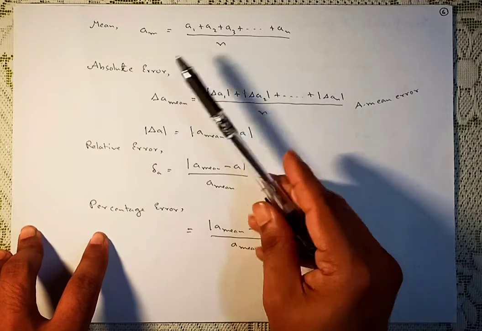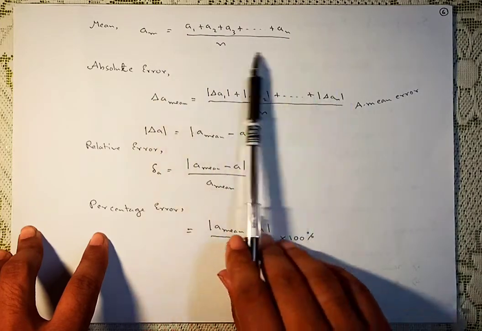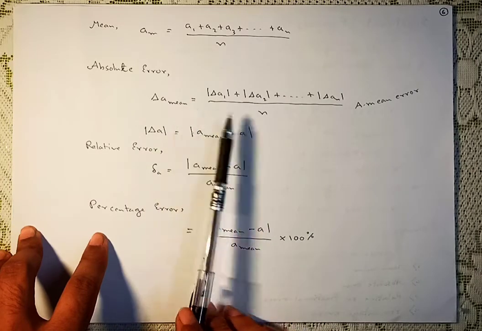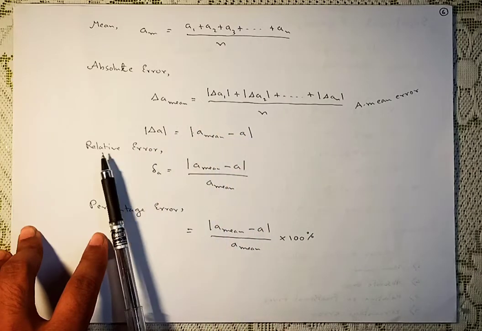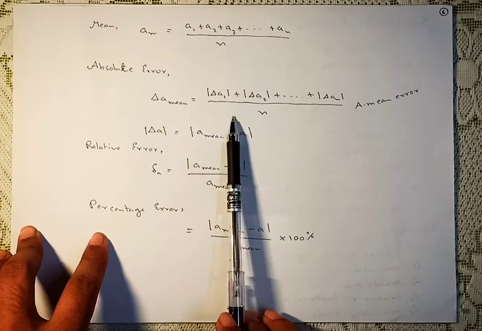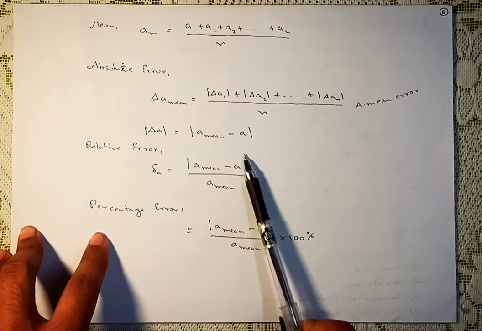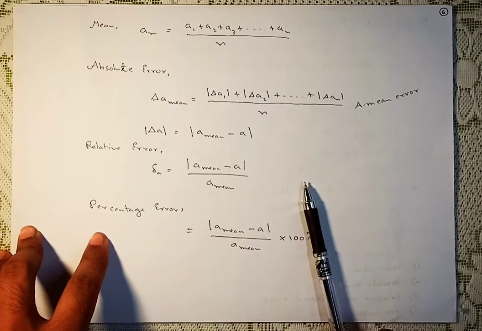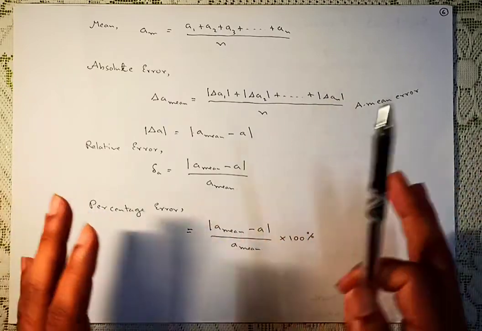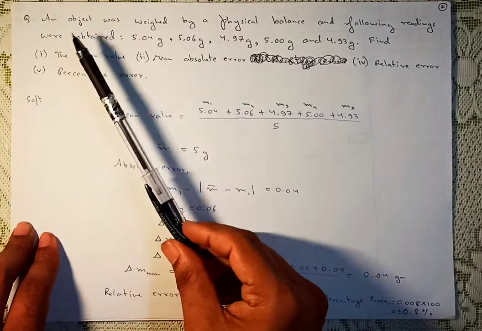Percentage error can be represented as relative error into 100%. Again, you do the calculation of the mean, then you have absolute mean error, and you take the absolute error as A mean. Relative error is given as the absolute error divided by A mean, and percentage error is given as relative error into 100. You are going to understand this very easily with some examples. Let us have a look into this particular question.